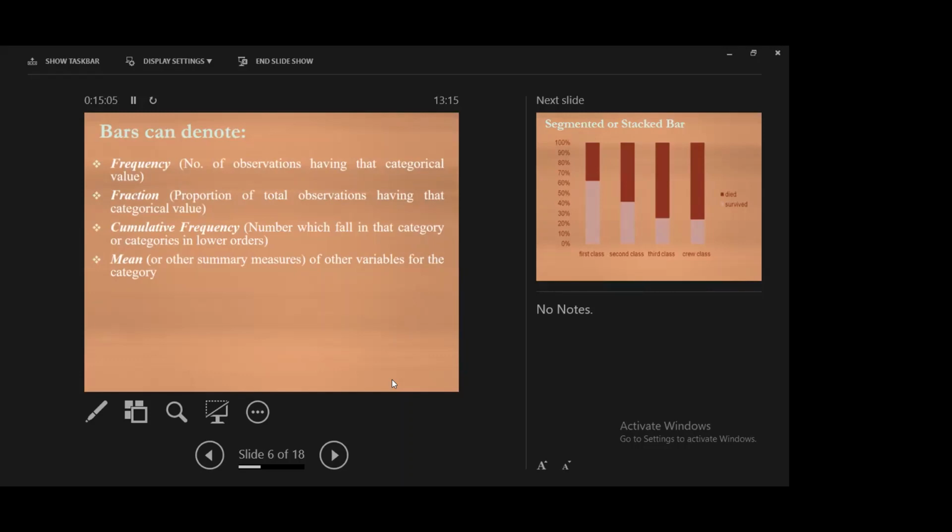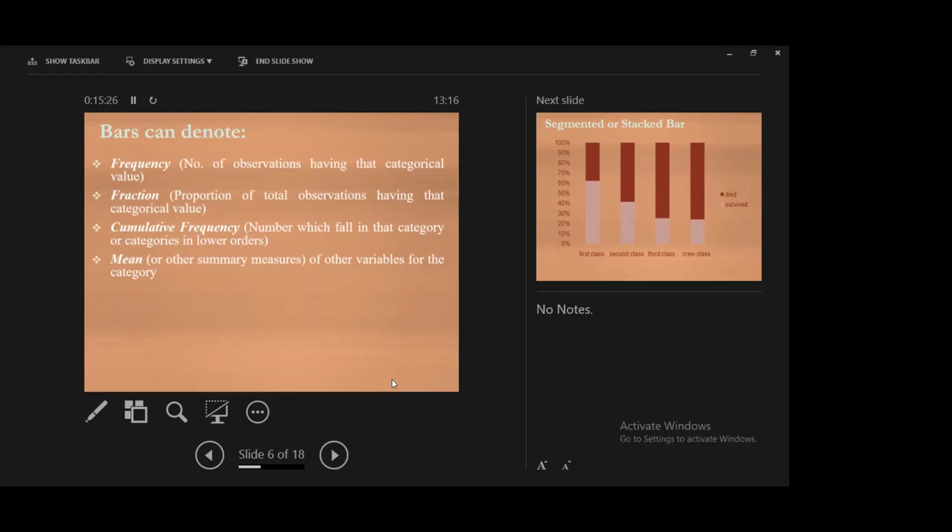Now, this question should come to your mind: so far we have read that mean should only be used for what kind of data? I mean, mean should only be calculated for what type of data? Quantitative data, right? Continuous. But here, she is talking about mean for qualitative data.